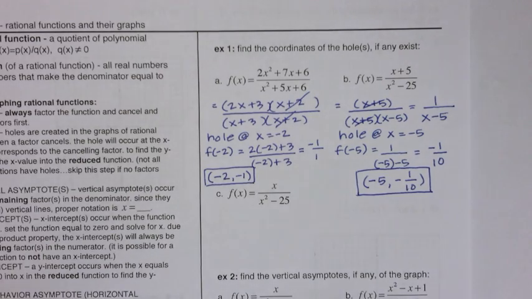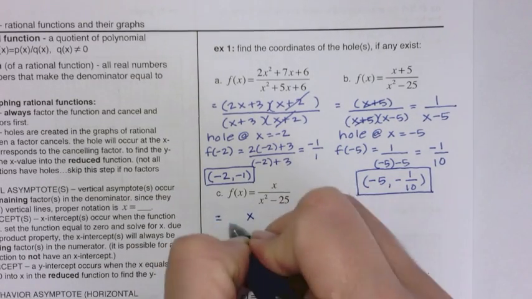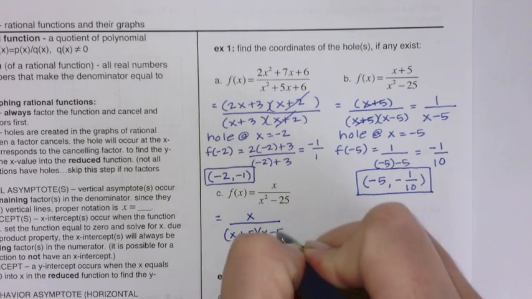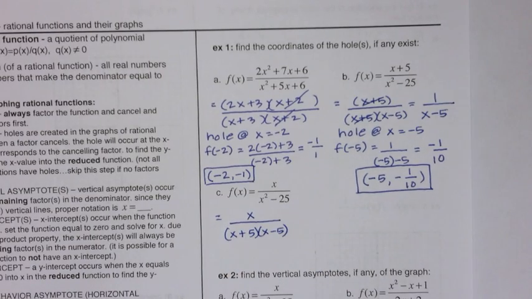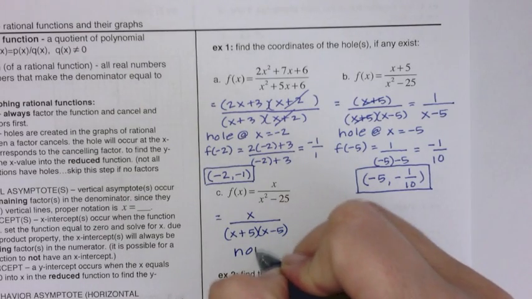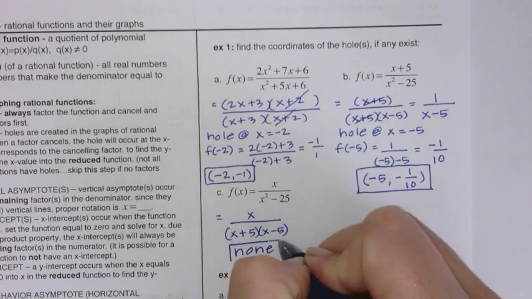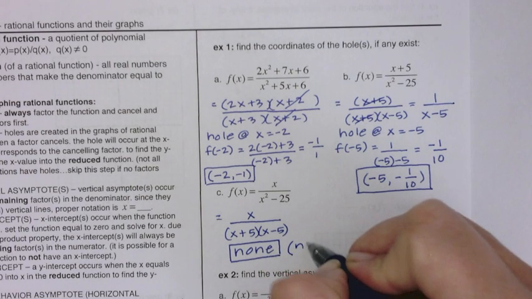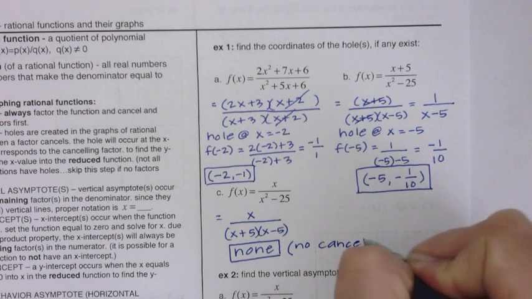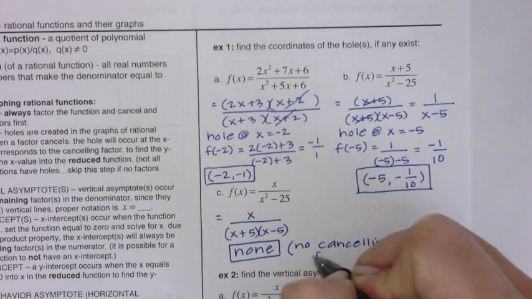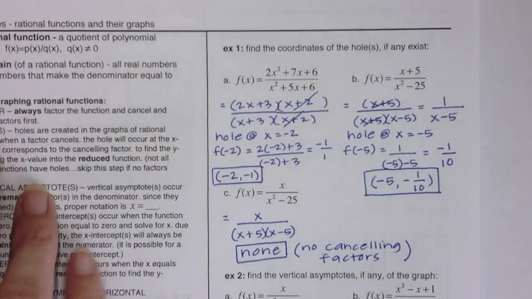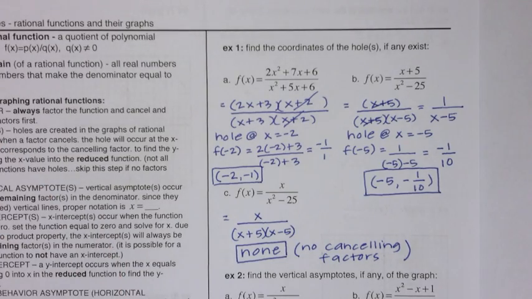So then we're going to move on to C, and we are going to factor. And you notice that no factors cancel there, so there aren't any holes in that function. None. And if you want to put a note, no canceling factors, just so you remind yourself why there was none in that one. But you can always go back over to step 2 on our list of steps to see that as well.